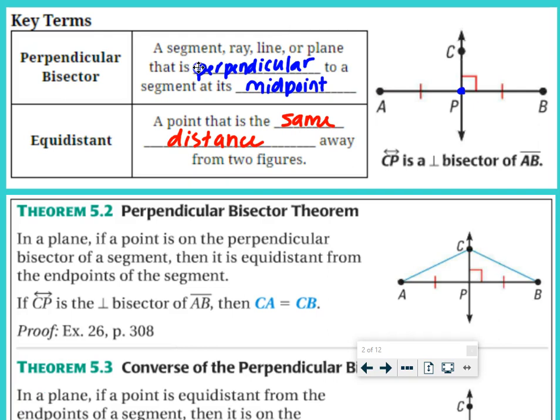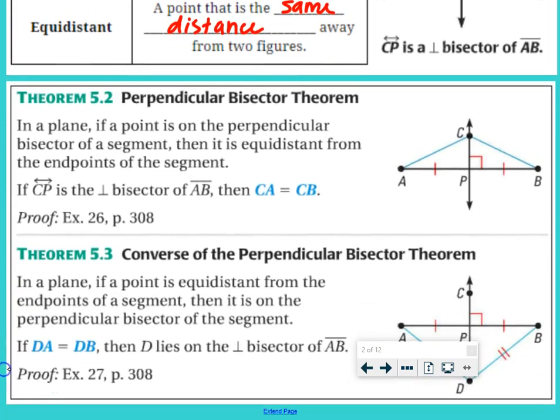Alright, so theorems from your theorem resource sheet. Theorem 5.2, perpendicular bisector theorem. In a plane, if a point is on the perpendicular bisector of a segment, then it is equidistant from the endpoints of the segment. So that's saying that on your perpendicular bisector, if there's a point, it's going to be equidistant or the same distance. So these two would be congruent right there.